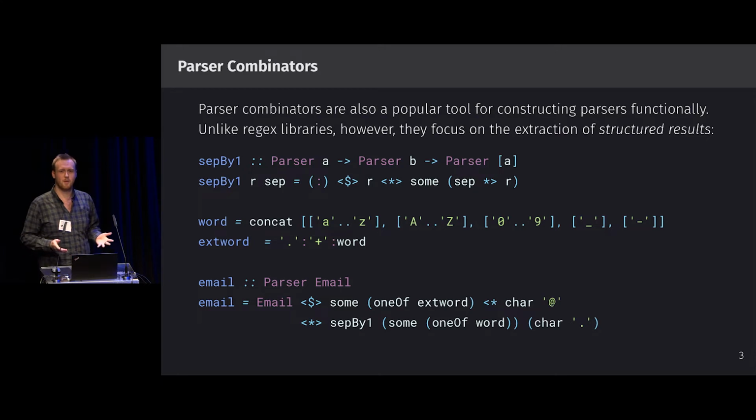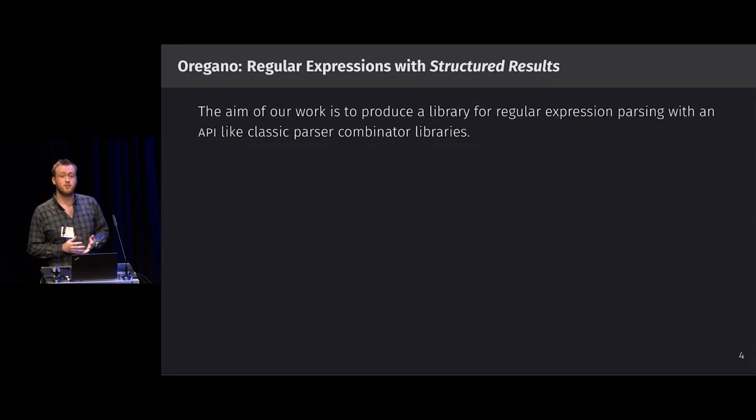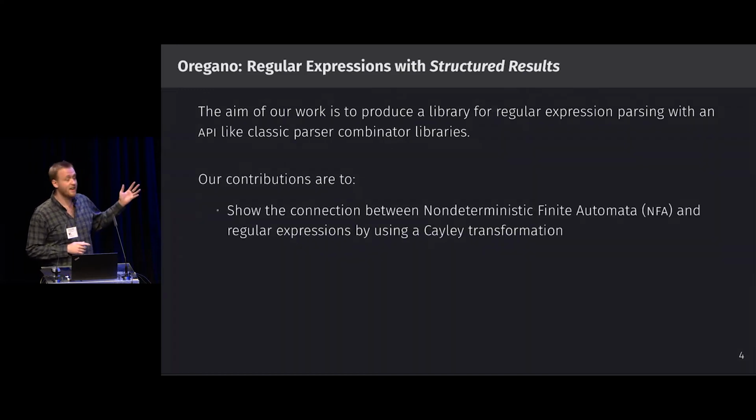So what's this work all about then? Well, what we set out to do was create a regular expression parsing library that could implement user-directed structured results like a parser combinator library would, and see how fast we could make that. So our main contributions, as listed in the paper, are basically to first show the connection between non-deterministic finite automata and regular expressions via a Cayley transformation. And I'll explain a little about what that is.